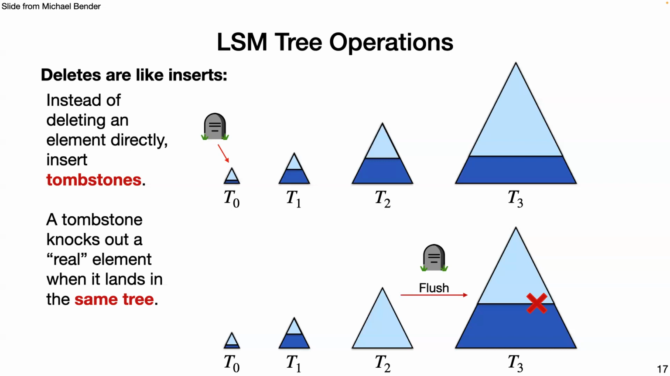What about duplicates? Duplicates can appear in different trees, but the most recent duplicates are always in the smaller trees. The tombstones do get passed through all the way to the end. You can only have one copy of each element in each tree, because when they get flushed, you would rebuild the whole thing and just take the most recent one.